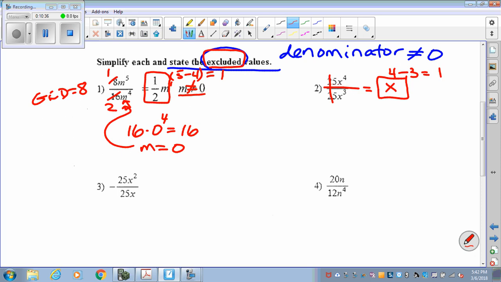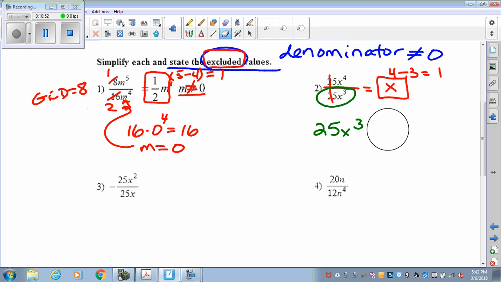But then remember I have to do excluded values. I have to look at the denominator, 25x cubed, and that cannot equal 0. Or I'll set it equal to 0, and I've got to see what values of x would make that equal to 0. So if I look for my zeros, I could do Polly Smlz and see my zeros.